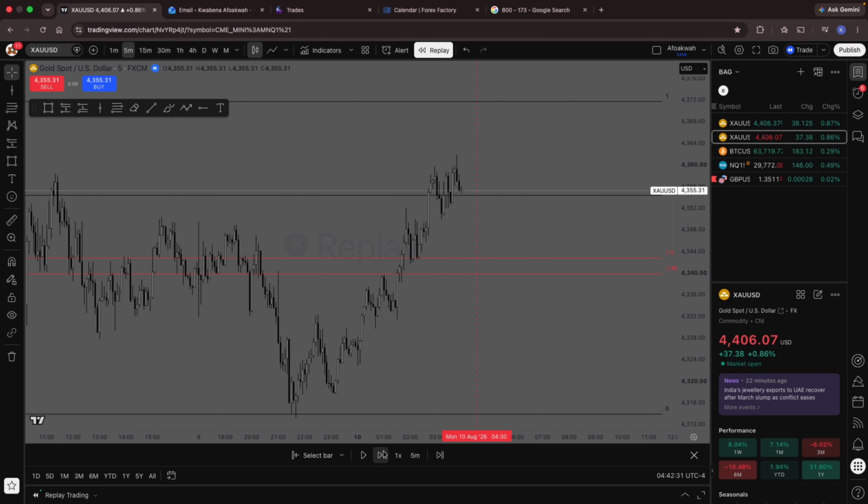So taking it a couple candles at a time. We need to wait for that indication.